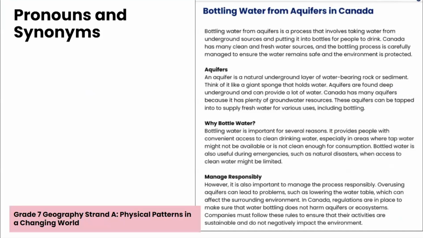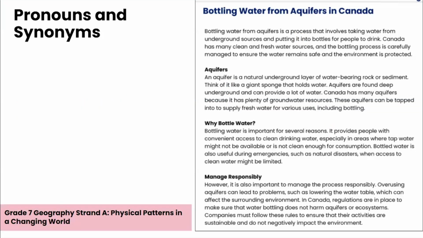As the complexity of text increases, we can see that the use of pronouns can become more complex as well. Consider the pronoun it. In the first paragraph, it refers to an aquifer. In the second paragraph, it first refers to aquifer and then to Canada. In the third paragraph, it refers to bottling water.